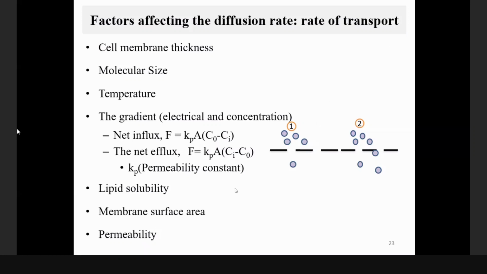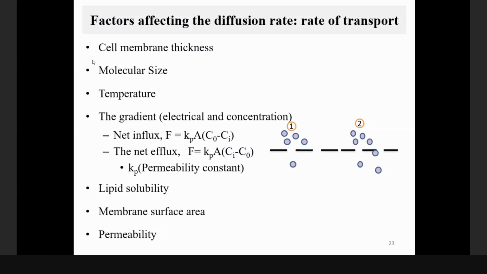Then there is the concentration gradient difference. The greater the difference, the greater the diffusion rate. For instance, if you see number 1 and number 2, the gradient or difference across the cell membrane is high in number 1. So the diffusion rate of the same substance in number 1 is much higher than in number 2. The other is lipid solubility. The more lipid soluble the given substance, the higher the diffusion rate.